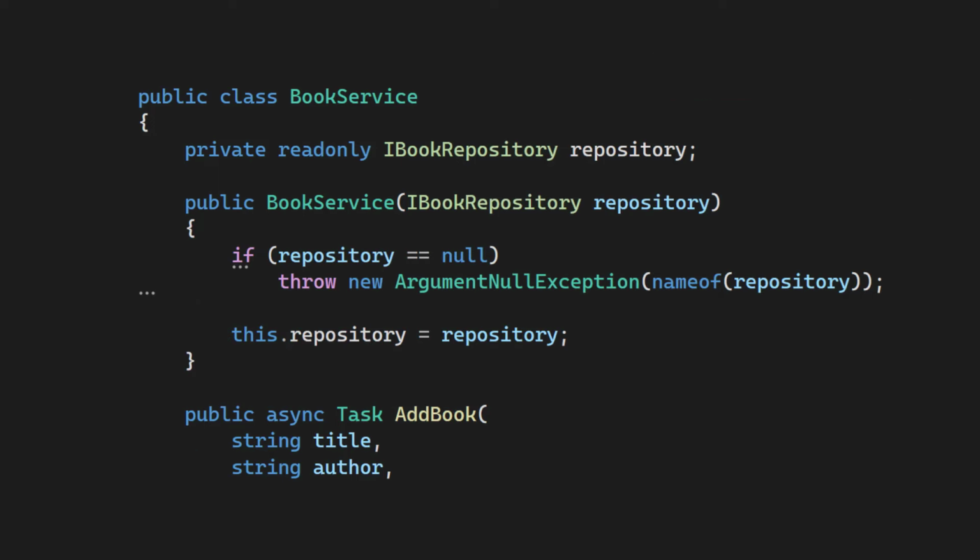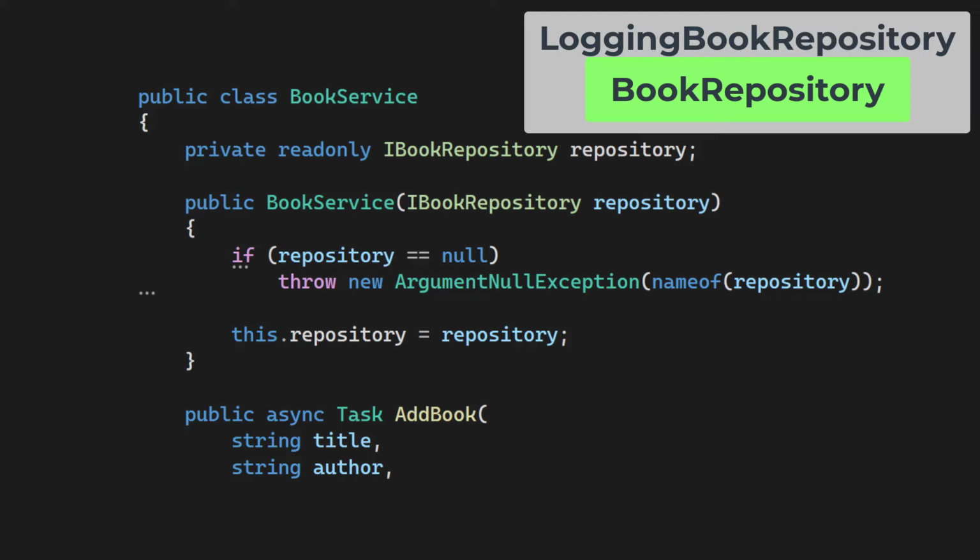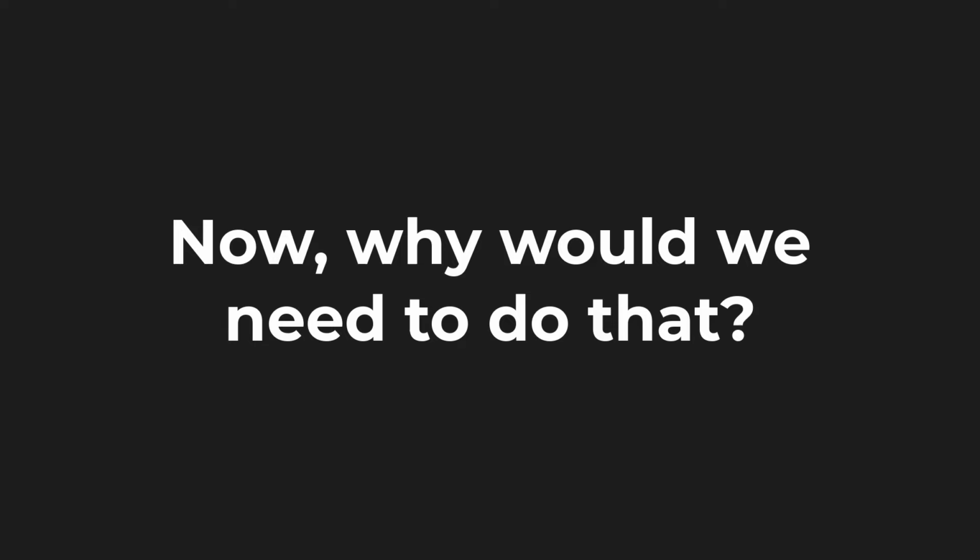But in our new book service class, since it programs to an abstraction and uses the constructor injection design pattern, it makes it possible to intercept the book repository dependency by wrapping another class around it and then pass it to the book service constructor. Now, why would we need to do that?